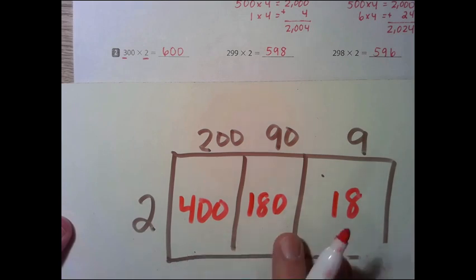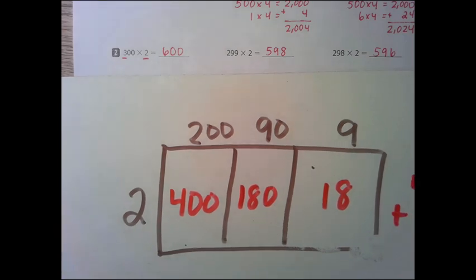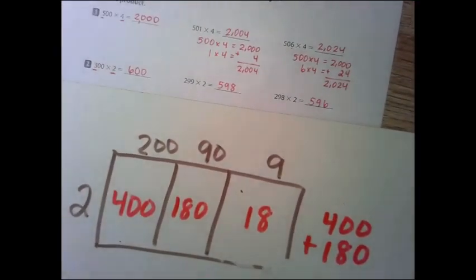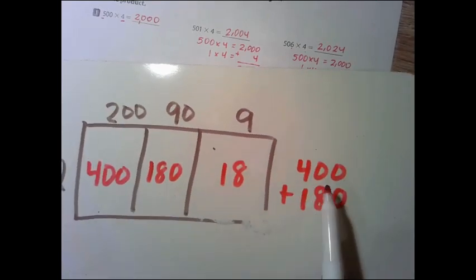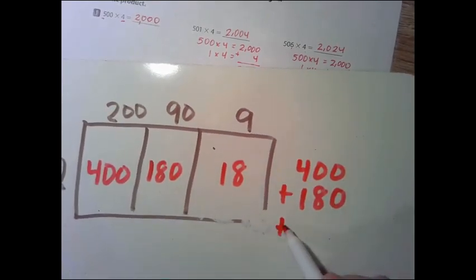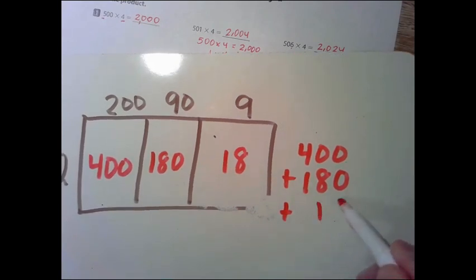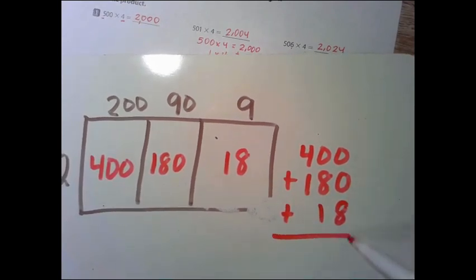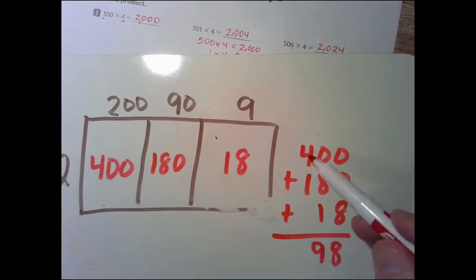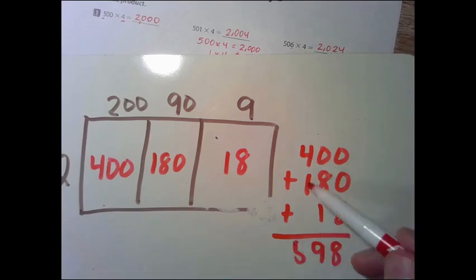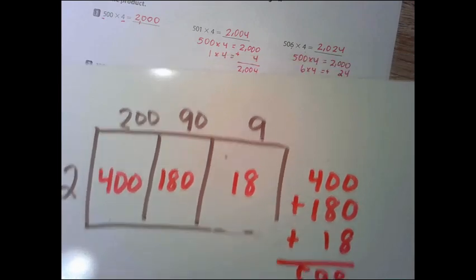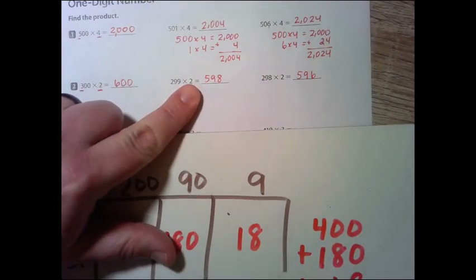And then what you do is you take your partial products and you add them. So you go 400 plus 180 plus 18, and you add up your partial products. So 0, 0, and 8 is 8. 0 plus 8 plus 1 is 9. 4 plus 1 is 5. So 598, which is what we got over here. Okay.